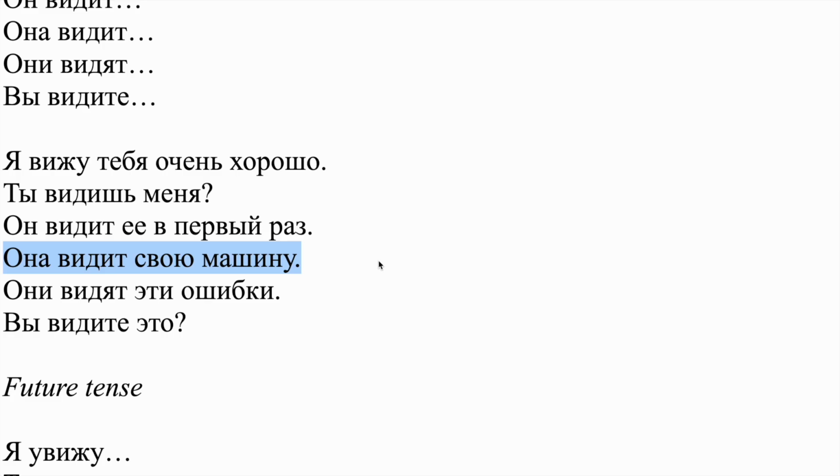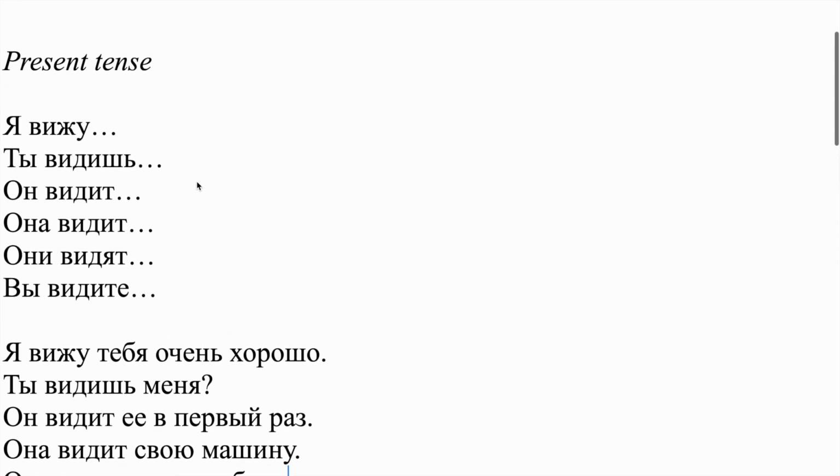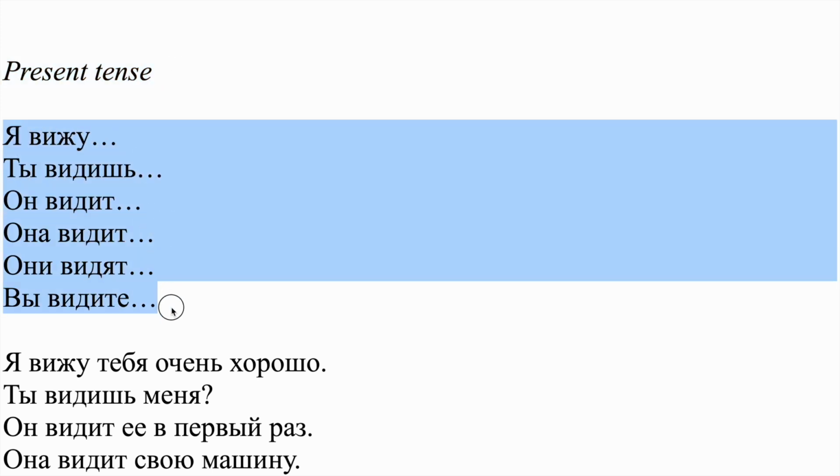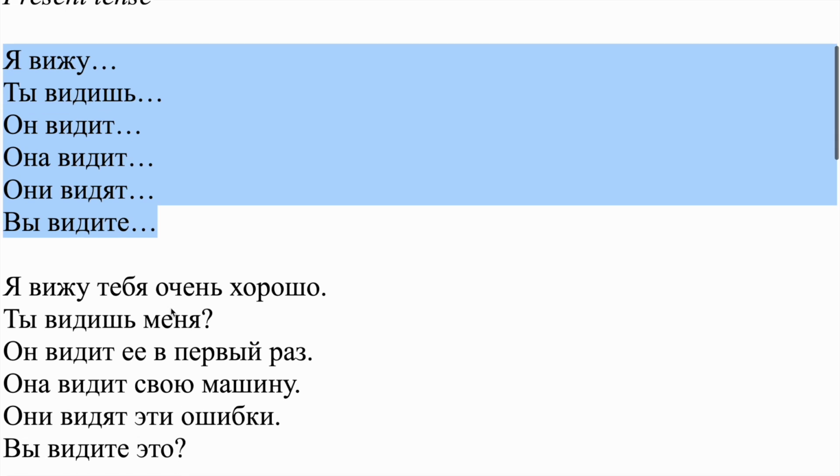She sees her car. Она видит свою машину. Or they see their mistakes. Они видят эти ошибки. They see these mistakes. Like a question: do you see it? Вы видите это? So I hope it's easy for you, because in present tense we can say it only one way, only like this. Please remember it and write it down in your workbook, it's very important.